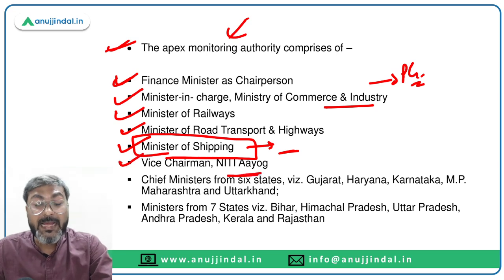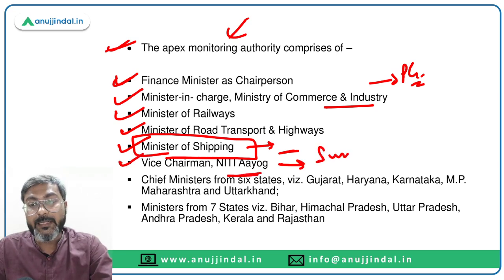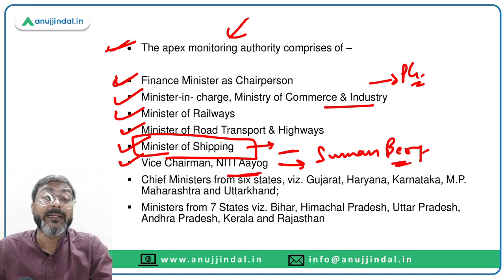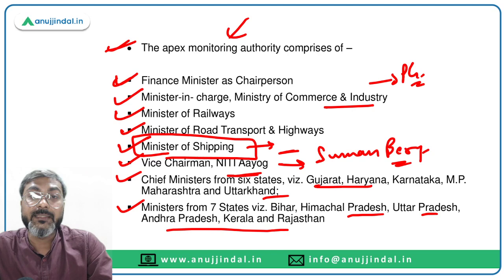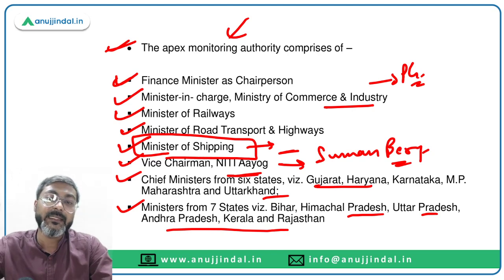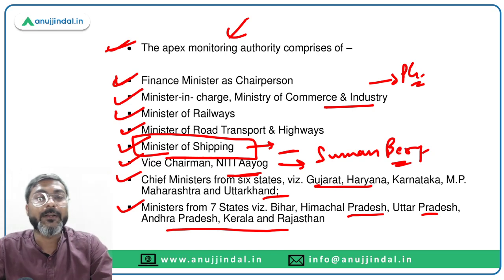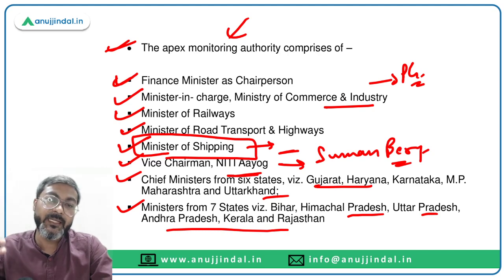Vice Chairman of Niti Aayog is also there. And the newly appointed Vice Chairperson is Suman Berry, right? Chief Ministers from 6 states are there, which are Gujarat, Haryana, Karnataka, Madhya Pradesh, Maharashtra and Uttarakhand. And Ministers from 7 states of Bihar, Himachal Pradesh, Uttar Pradesh, Andhra Pradesh, Kerala and Rajasthan are there, right? So this is the composition of Apex Monitoring Authority, jiski abhi meeting hui hai.